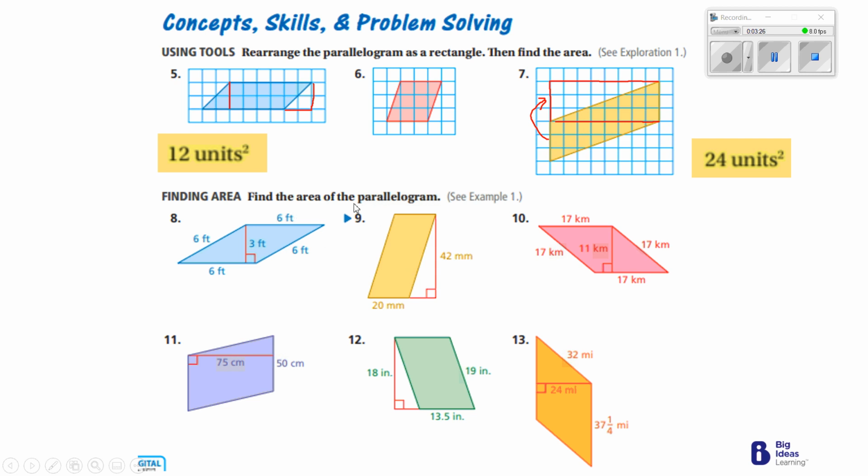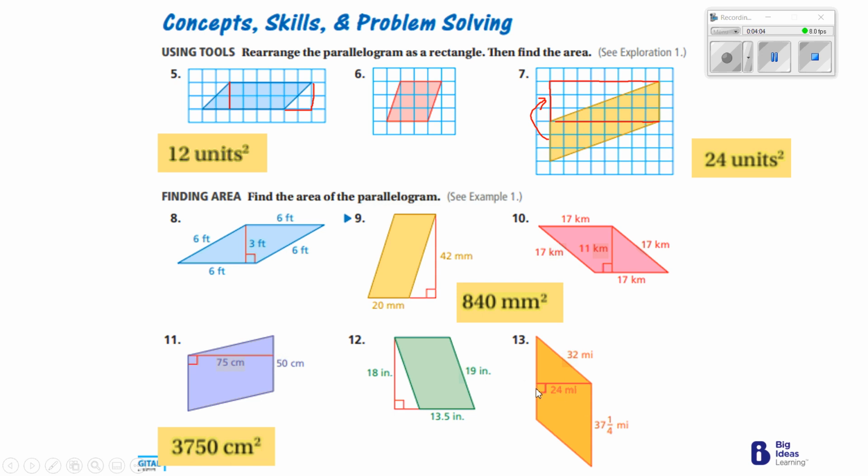All right, next is number 9 for me. It says find the area of the parallelogram. As we realize up here, we can take the height times the length and find our area. So for finding the area, we could simply take the height, which is 3, multiply it by 6. This will give us 18 feet square. Oh, we're working on 9. I'm sorry about that. So this would be 42 times 20, and that's going to be 840 millimeters square. Let's go to number 11 now. This is going to be 75 times 50, and that's going to give us 3,750 centimeters square.